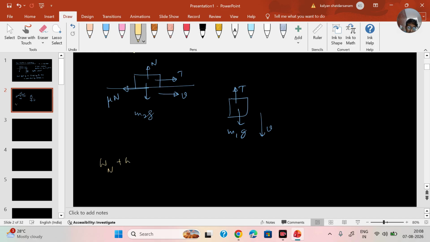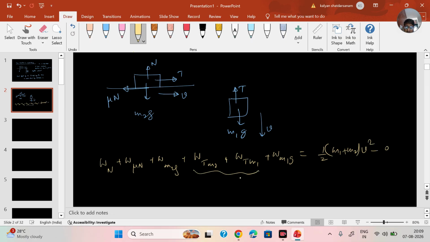Work done by N plus work done by mu N plus work done by m2g plus work done by tension on m2 plus work done by tension on m1 plus work done by m1g is the final kinetic energy of m1 plus m2 minus initial, which is 0. Now work done by tension on both blocks together is 0, because if this moves down by x, this moves to the right by x. Here work done by tension is plus Tx, here work done by tension is minus Tx, because both are in opposite direction, T and x. So that will be 0. So the work done by tension together on both blocks is 0.